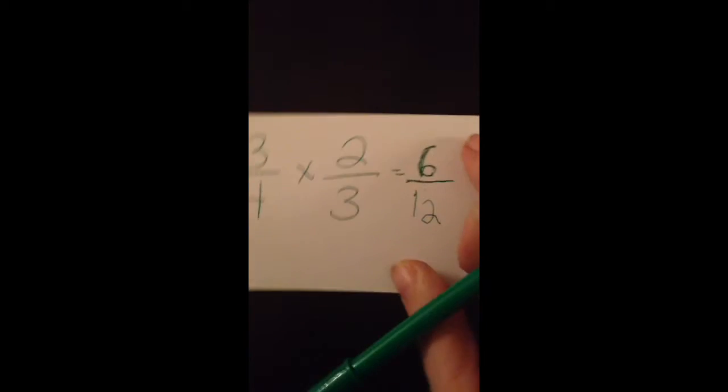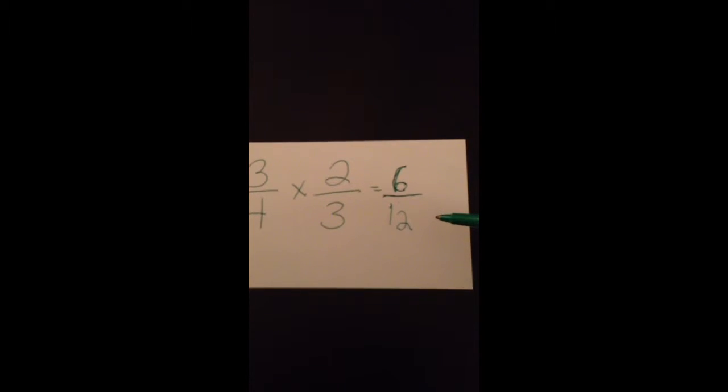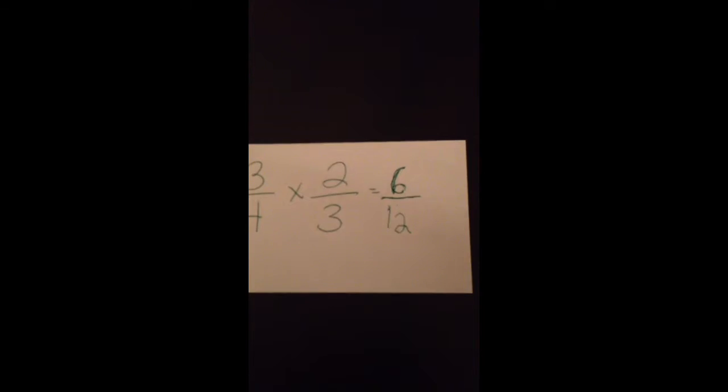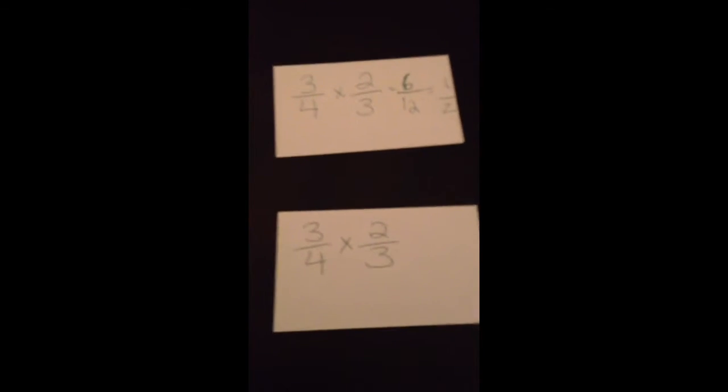And you notice that 6/12 can actually be simplified. We can divide the numerator and the denominator by 6, and so we will get 1/2 as our answer, and that would be in simplest form. Okay, so that's 1/2.